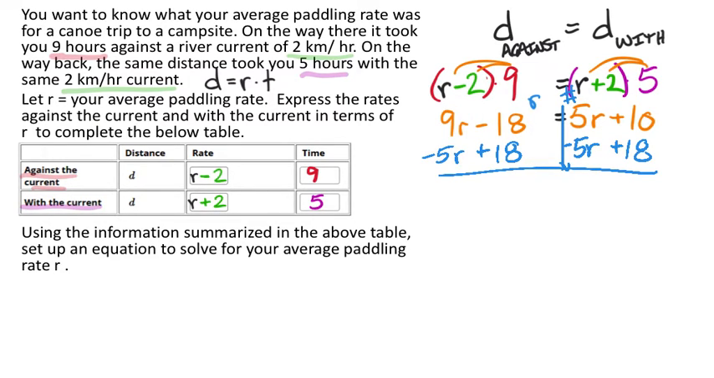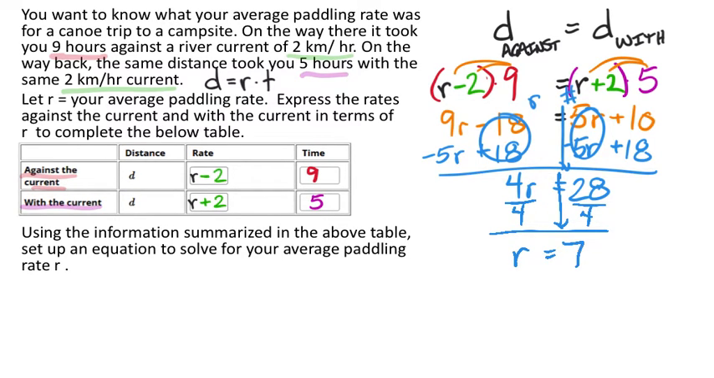So what happens here? The 9r minus the 5r's is 4r's. The 18's zero out. This would equal 5r zeros out. 10 plus 18 is 28. And you can see this is going to solve really well because I can divide both sides by 4, and it gives me my paddling rate at 7.